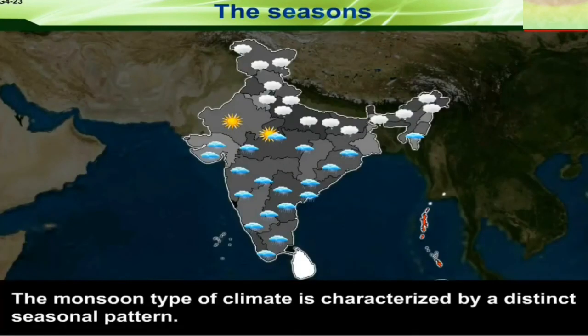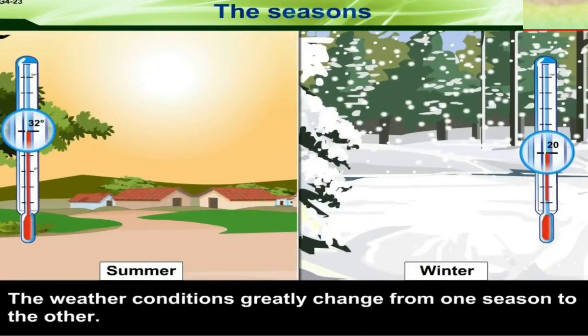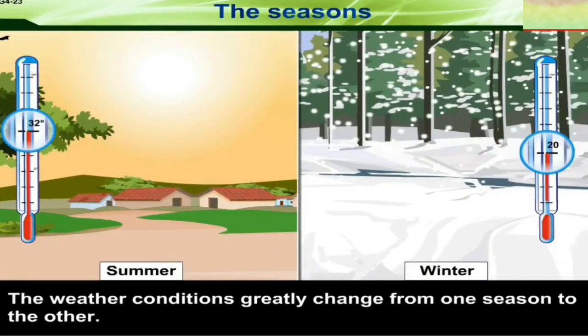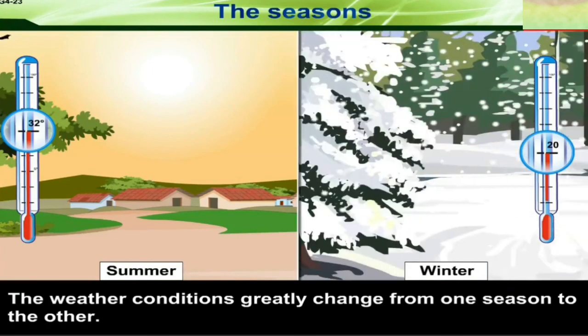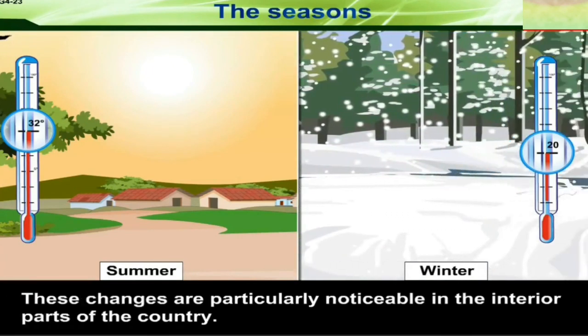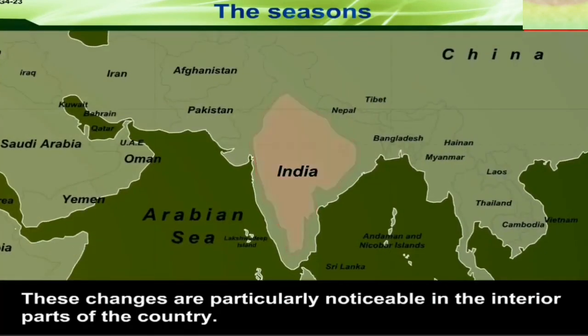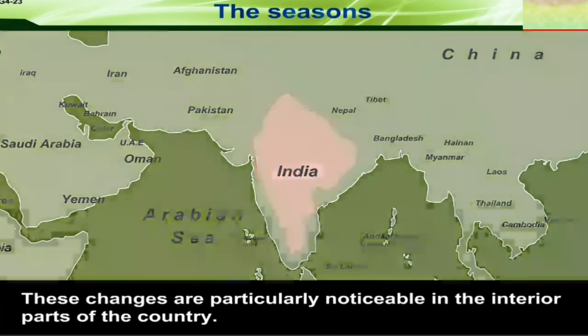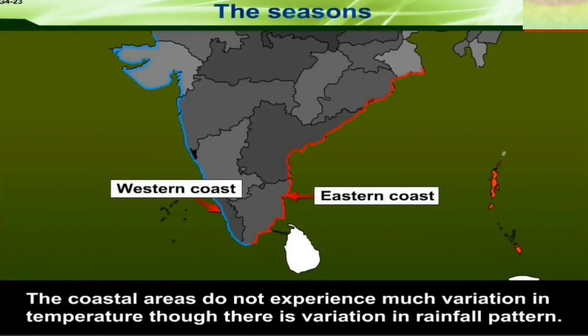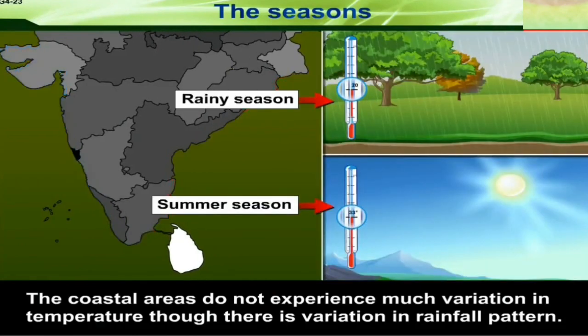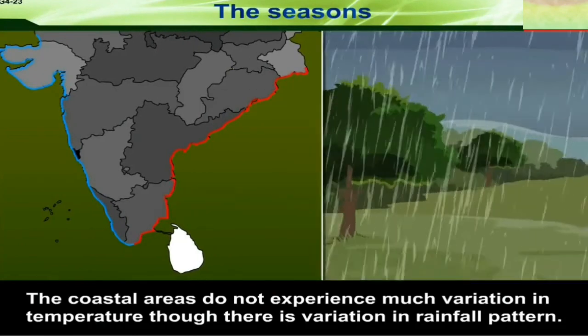Seasons. The monsoon type of climate is characterized by a distinct seasonal pattern. The weather conditions greatly change from one season to the other. These changes are particularly noticeable in the interior parts of the country. The coastal areas do not experience much variation in temperature, though there is a variation in rainfall pattern.